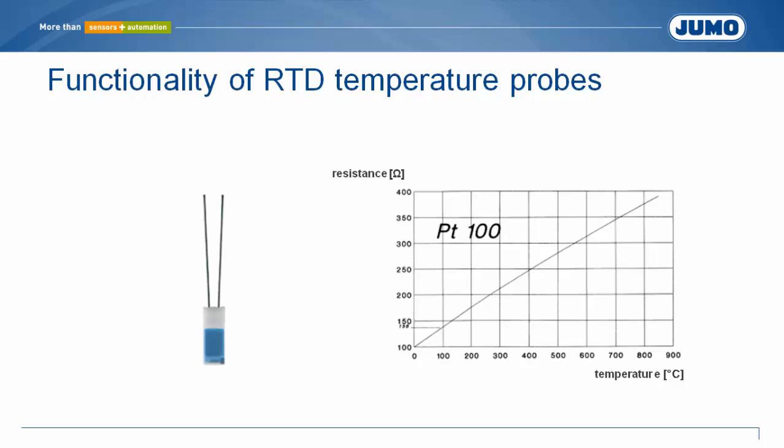A PD100 has a basic resistance of 100 ohm at 0 centigrade. At 0 centigrade, the resistance changes by 0.391 ohm per Kelvin. The resistance change isn't linear over the measurement range.